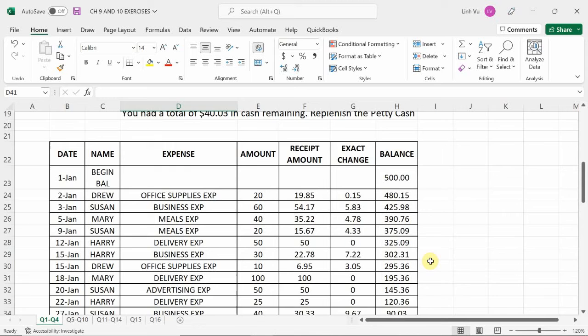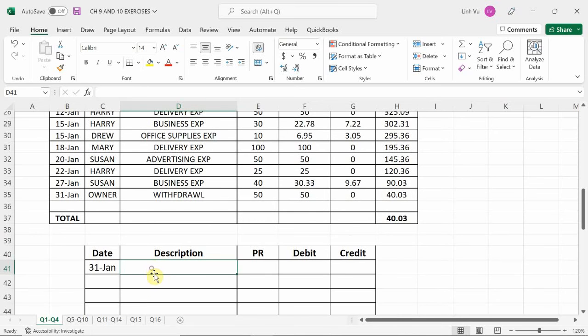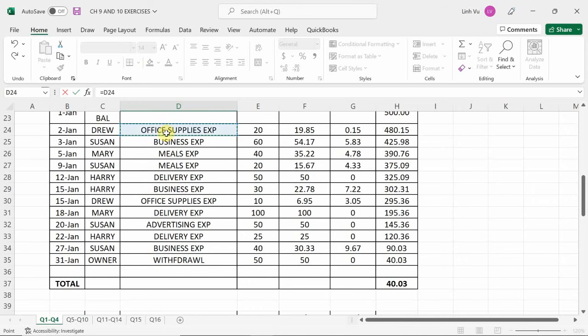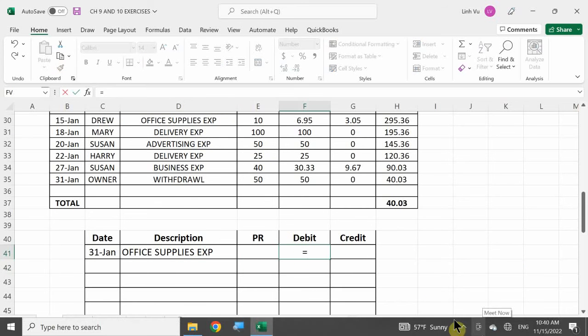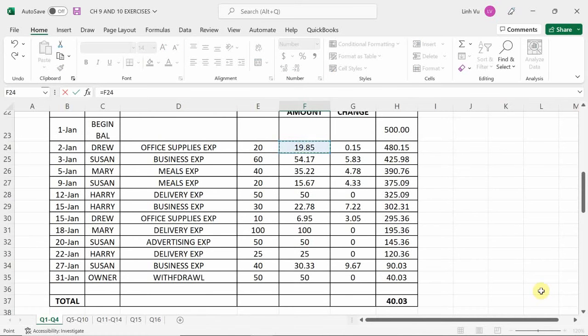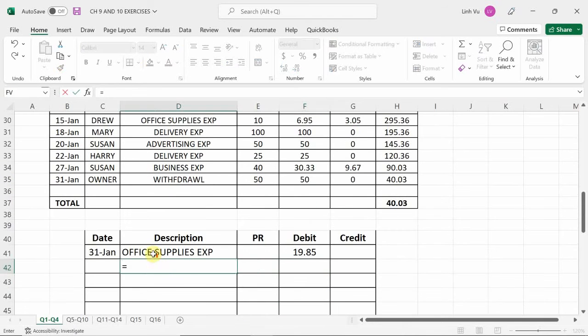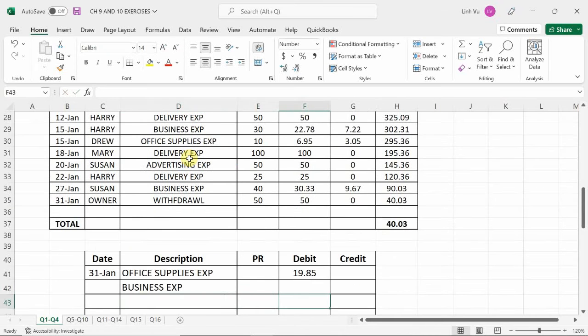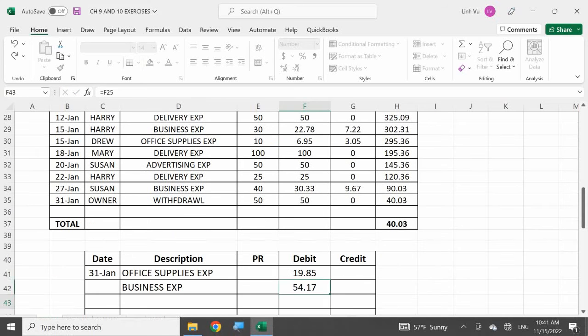So let's see what the first couple of expenses were. First, we had office supplies expense for $19.85. That will be my first expense, the office supplies expense, for $19.85. Next we have business expense for $54.17. So we got some business expenses for $54.17.